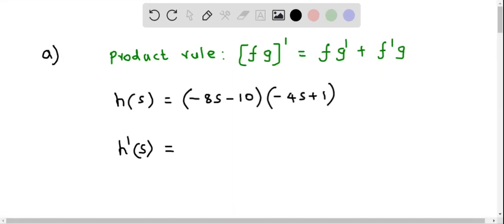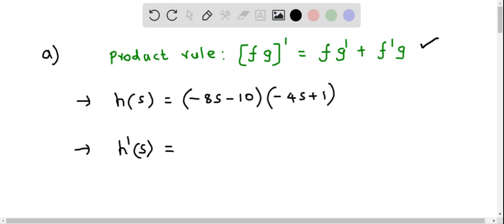Let's do part A. We are given this function h of x equals the product of two expressions, that is (negative 8s minus 10) times (negative 4s plus 1). And we have to find h prime of s, which is the derivative of h of x, using the product rule.